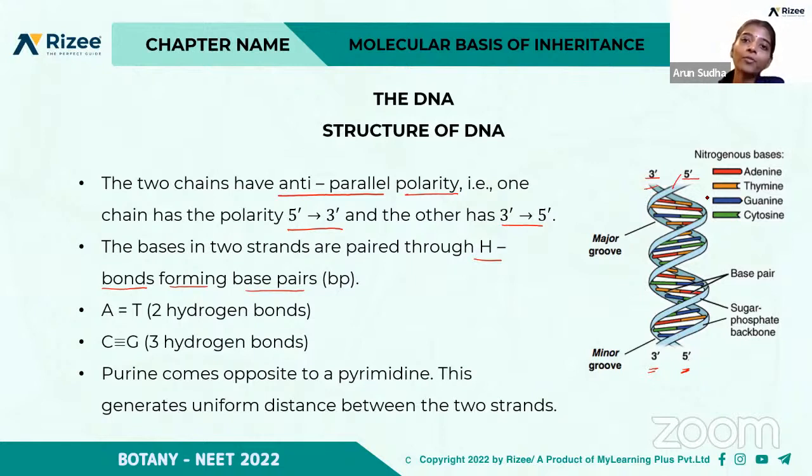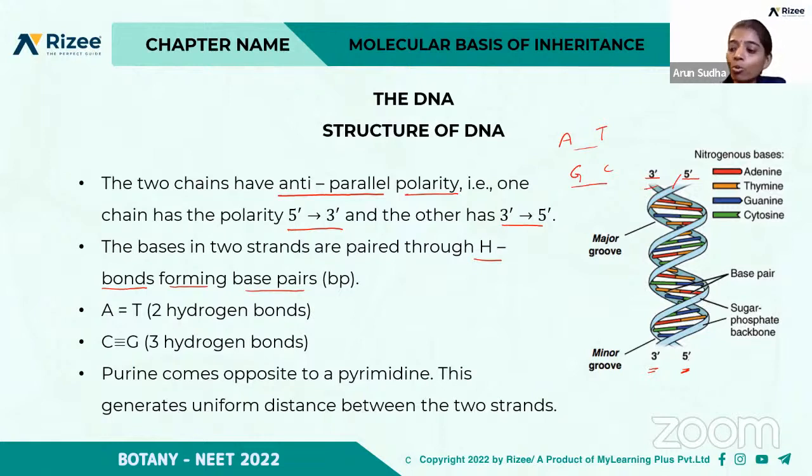So if two purines pair together, purine is a two-membered ring, right? So there will be no spacing. But if pyrimidines are present, there will be more space. So it occurs in such a way that there always exists a bonding between a purine and a pyrimidine. That too only between adenine and thymine and between guanine and cytosine. So this is more important. Okay. So purine comes opposite to a pyrimidine and it helps to create a uniform distance between the two strands.